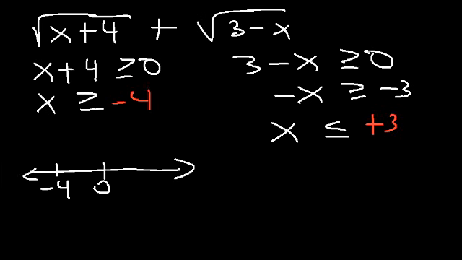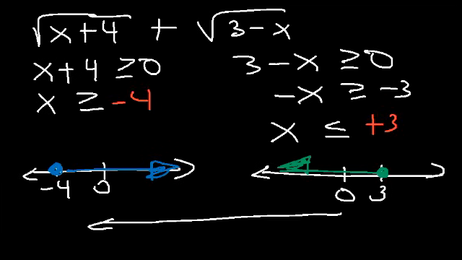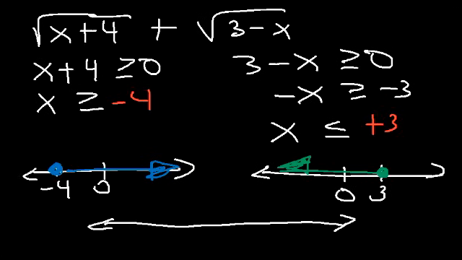Now if we plot the first one, it starts at negative 4, and since it's greater than, we're going to shade to the right. Now for the second one, I'm going to use a different color. Let's use green. It's equal to 3, but it's less than 3, so it's shaded to the left. Now let's combine these two into a single number line, and let's see if there's a region where the shaded regions intersect.